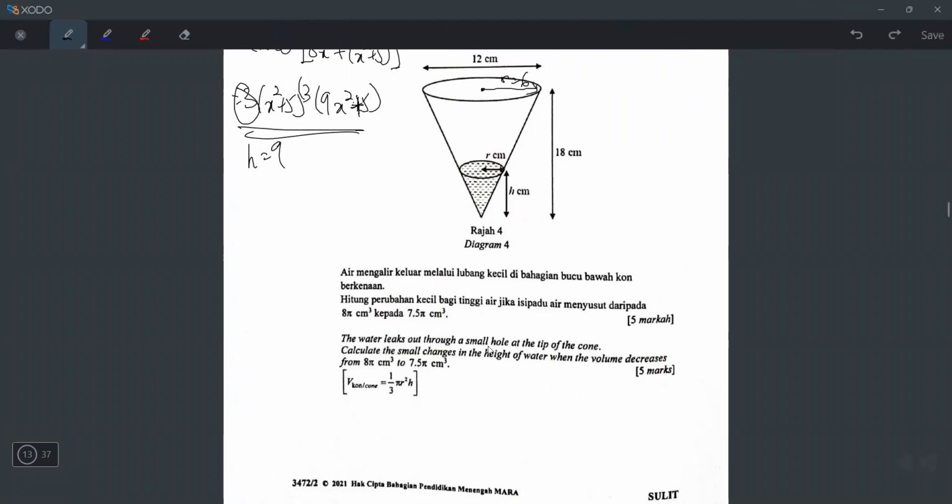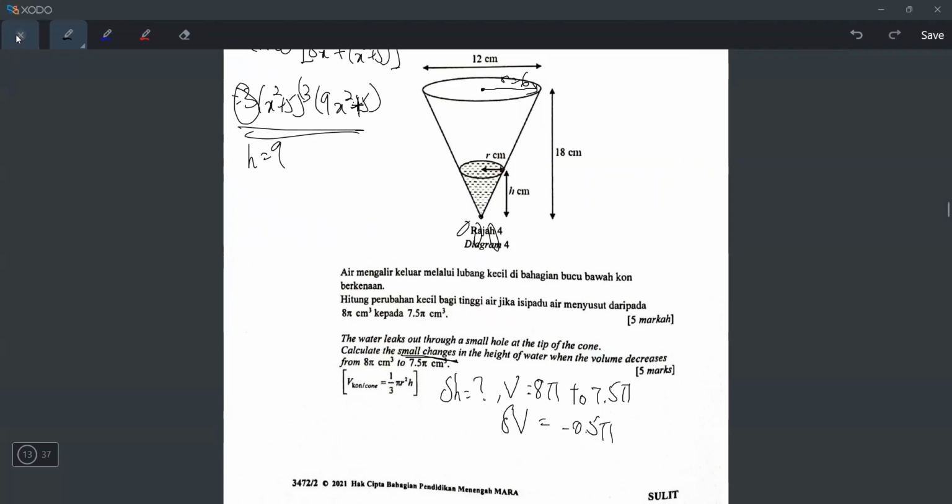The water leaks out through a small hole at the tip of the cone. So there's a hole here. And then the water starts leaking out. All right. Calculate the small changes. When you see the word small change, you know it's delta. So small change in height means delta h equals to question mark. When the volume decreases from 8 pi, so the V is 8 pi, and then changes to 7.5 pi. So I can find the delta V. Just take 7.5 minus 8, so it's negative 0.5π.